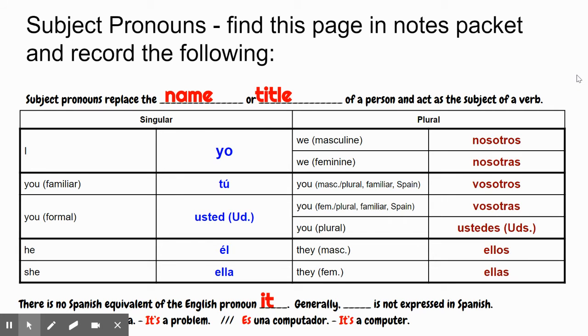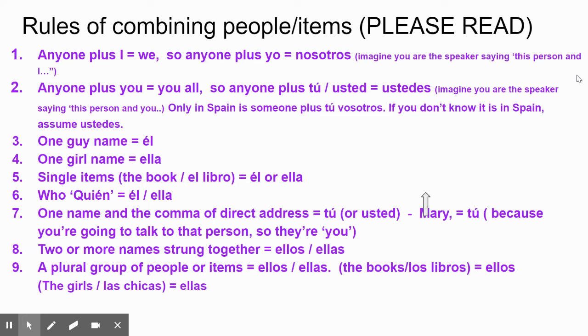Okay, so for example, it is a computer, just say es una computadora, es un problema. So you don't express it in Spanish. So these are the rules about combining people and items. If you have anyone plus I equals we. So anyone plus yo is nosotros. If I was saying Frank and I, or them and me, right, would be us.